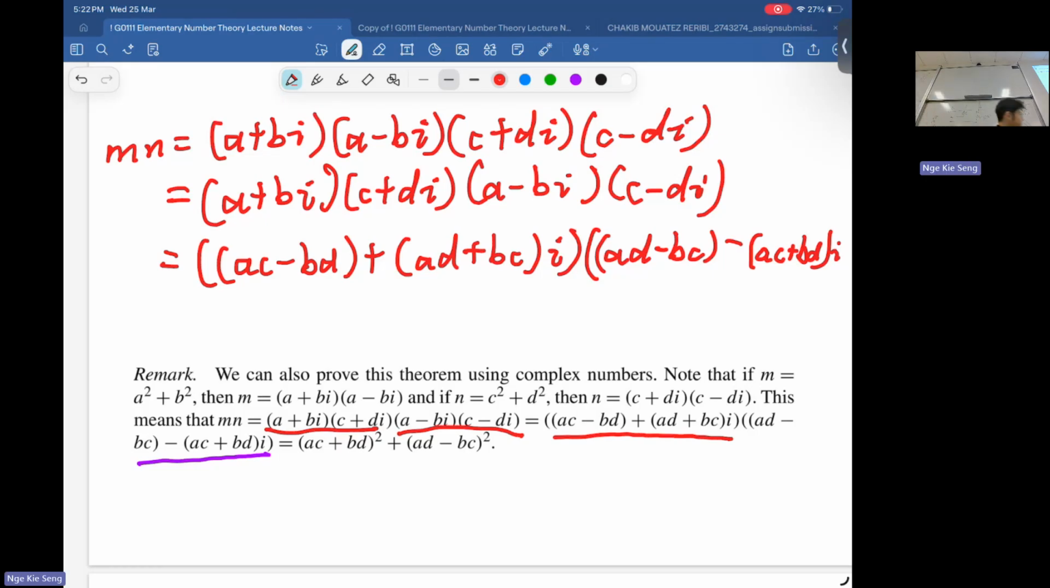So we got AD minus BC on this side, but then there's no AD minus BC on that side. But then you should see an AD minus BC. This one is an AC plus BD. So this term there, but that term is a negative.